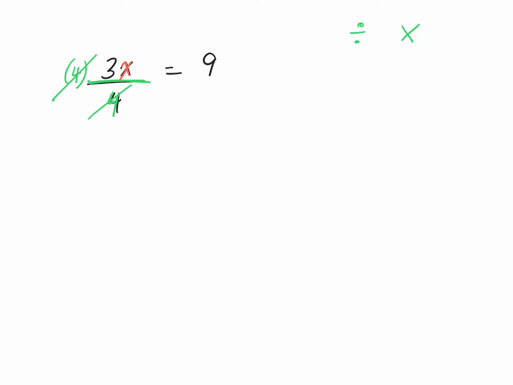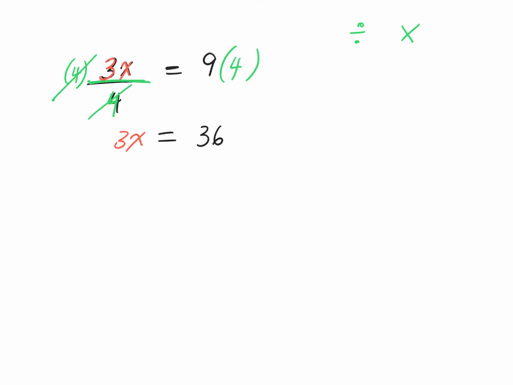So what do I have to do on the right side? Which is multiply by 4. Are we good with that part so far? So what do I have on the left side? 3x. I still have my 3x. And on the right side, I have to simplify. What is 9 times 4?